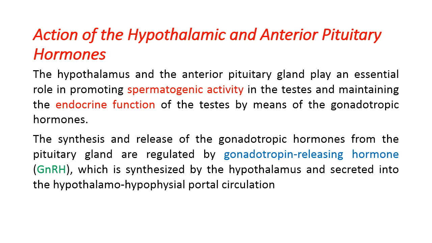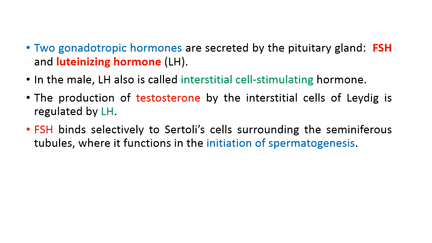The synthesis and release of gonadotropic hormones from the pituitary gland are regulated by gonadotropin releasing hormone, which is synthesized by the hypothalamus and secreted into the hypophyseal portal circulation. Two gonadotropic hormones are secreted by the pituitary gland, which are the follicle stimulating hormone and luteinizing hormone, and they are similar to those that are present in female.